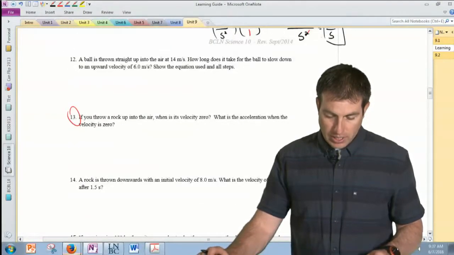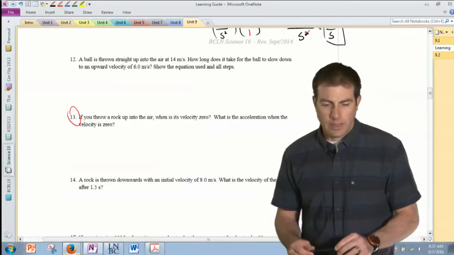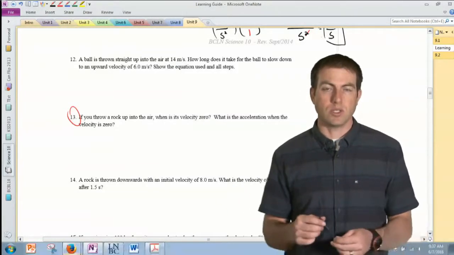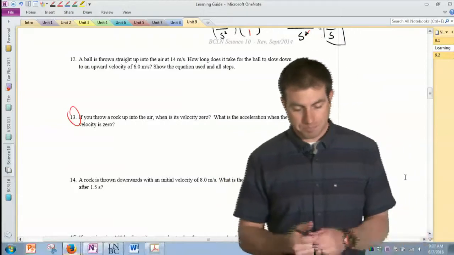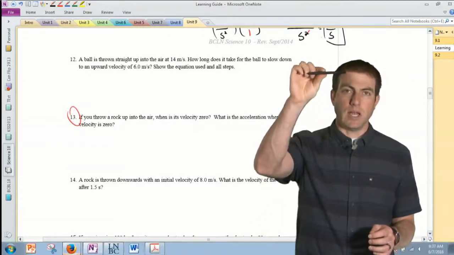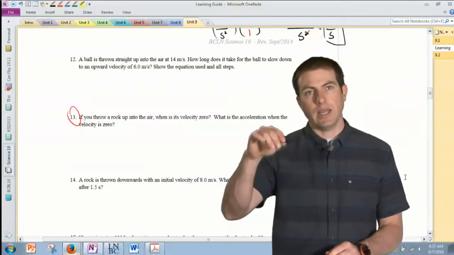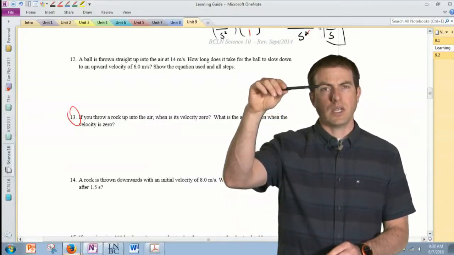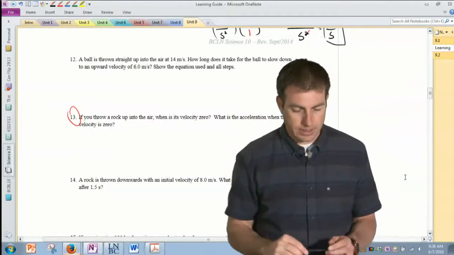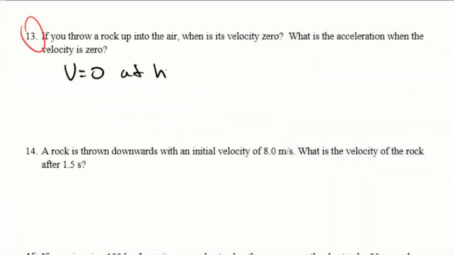If you throw a rock up into the air, when is the velocity 0? What is the acceleration when the velocity is 0? So number 13 is more of a conceptual question. It's not an actual calculation type question. There's no numbers to be put in. It's just asking, if I throw my pen up in the air, it's going to go up, hit its highest point, and then come back down. So when is the velocity 0? As soon as it leaves my hand, it's slowing until it comes to a stop. So its velocity is 0 at its highest point, and then it speeds up going down.